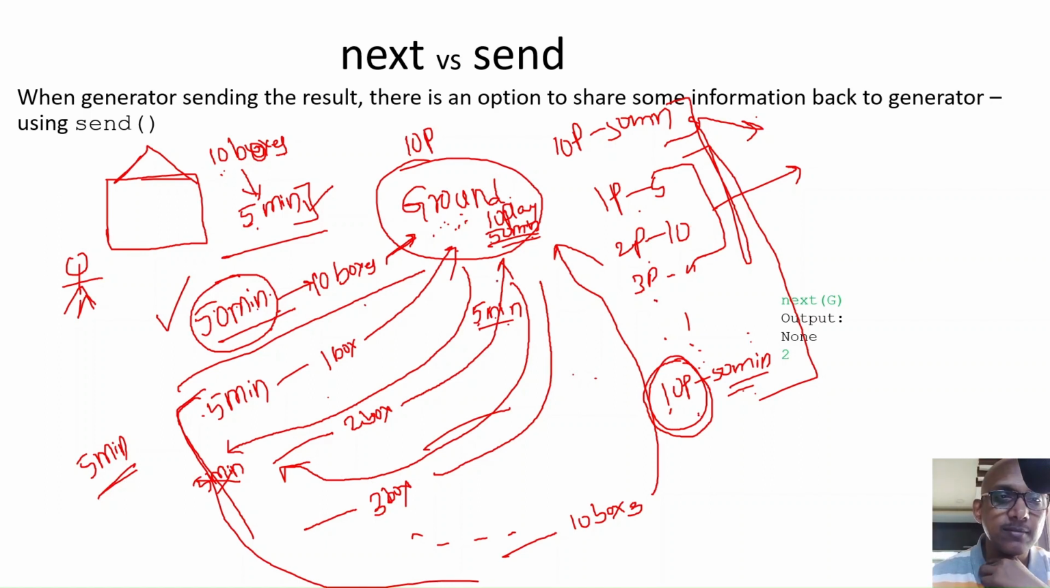Wherever you need these two advantages, you want to use the memory of the data very effectively, or you want to use the time, the execution time of the program, very effectively, go for generator functions. In all other cases, go for normal functions. That is fine. Clear? So this is one major use of generator functions.